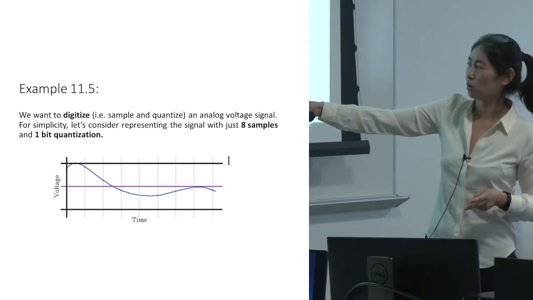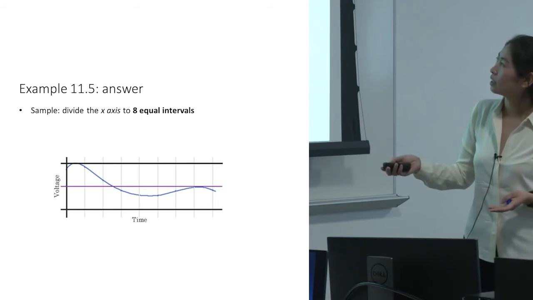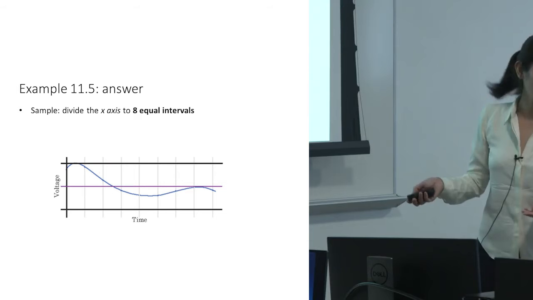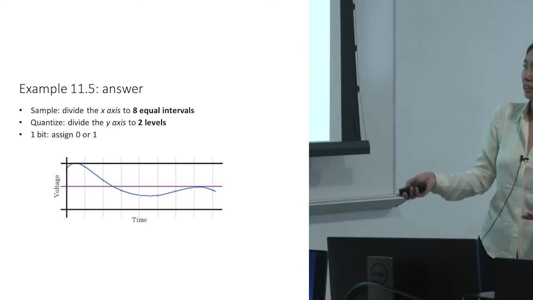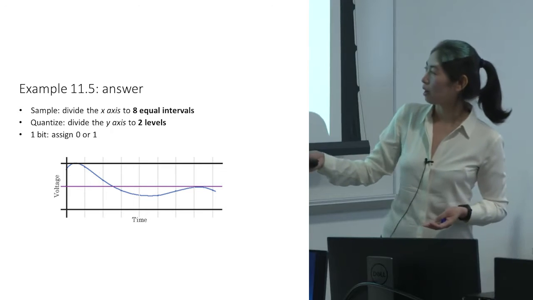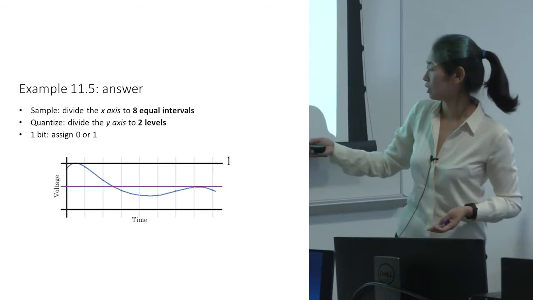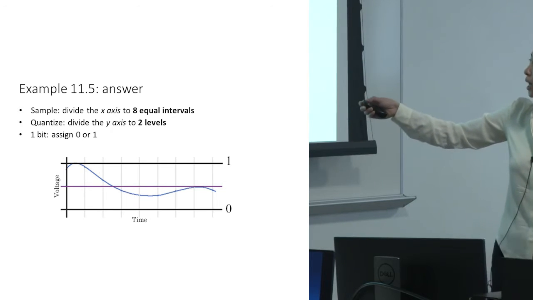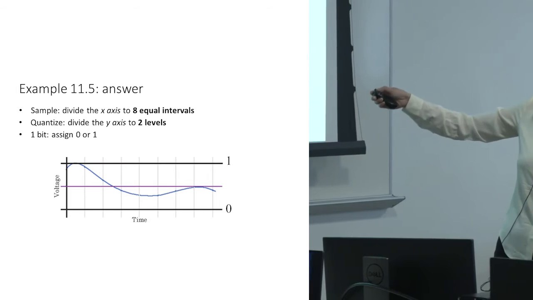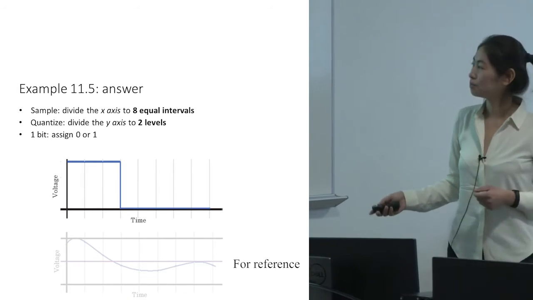So above this one is 1, below this one is going to be 0. After I quantize it, I divide the x-axis into 8 intervals, divide the y-axis into 2 levels, and assign 0 and 1. Above this level, it's all 1. Below this level is all 0. So after digitalization of 1 bit and 8 sampling, this is what my digital signal, the voltage, looks like.